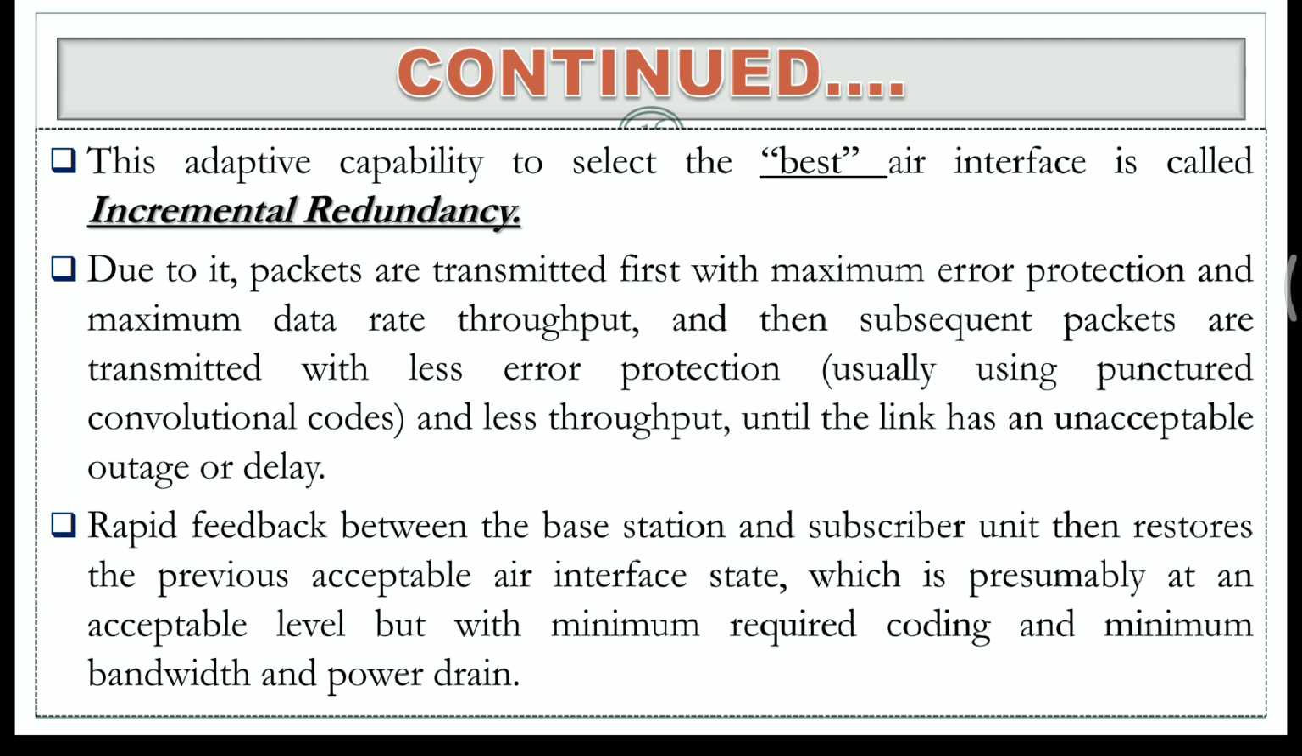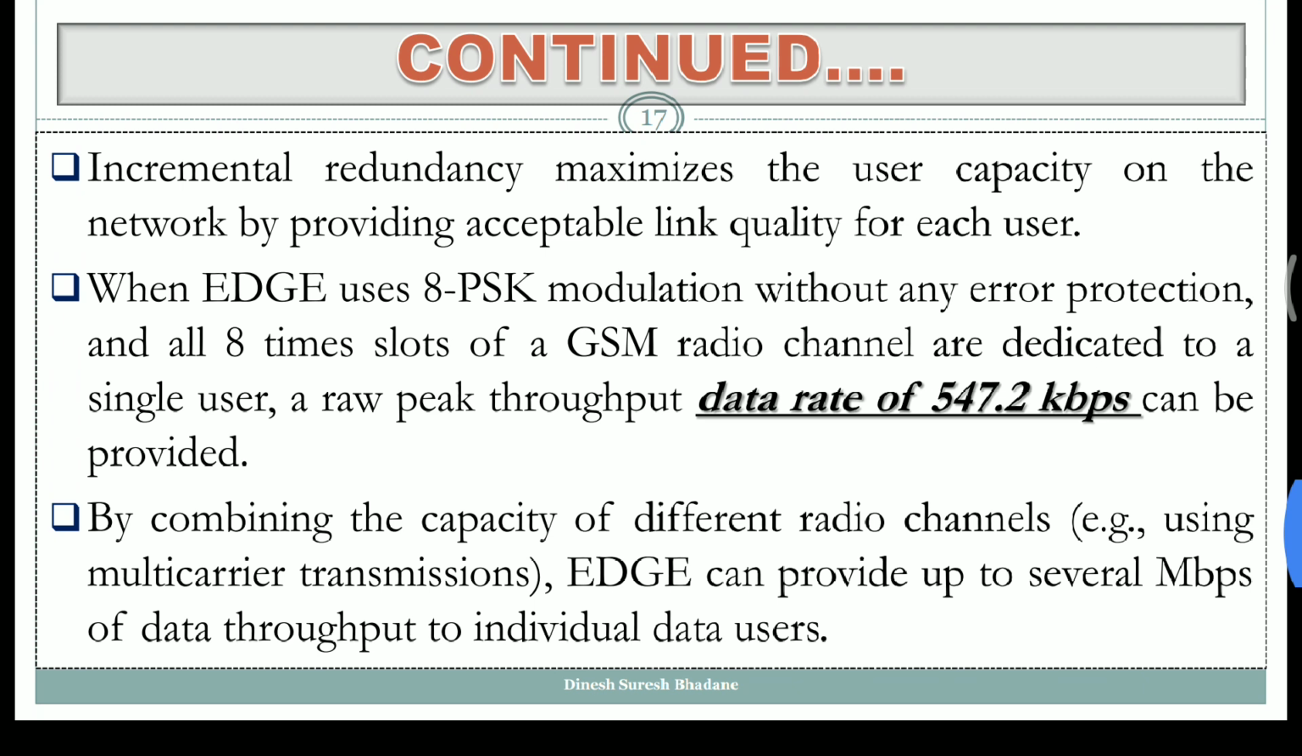Due to it, packets are transmitted first with the maximum error protection and maximum data rate throughput, and then subsequent packets are transmitted with less error protection, usually using punctured convolutional codes, and less throughput until the link has an acceptable outage or delay. There is a rapid feedback between the base station and the subscriber unit. Then it restores the previous acceptable air interface state, which is presumably at an acceptable level but with minimum required coding and minimum bandwidth and power drain. The incremental redundancy maximizes the user capacity on the network by providing acceptable link quality for each user. This is the feature associated with the incremental redundancy.